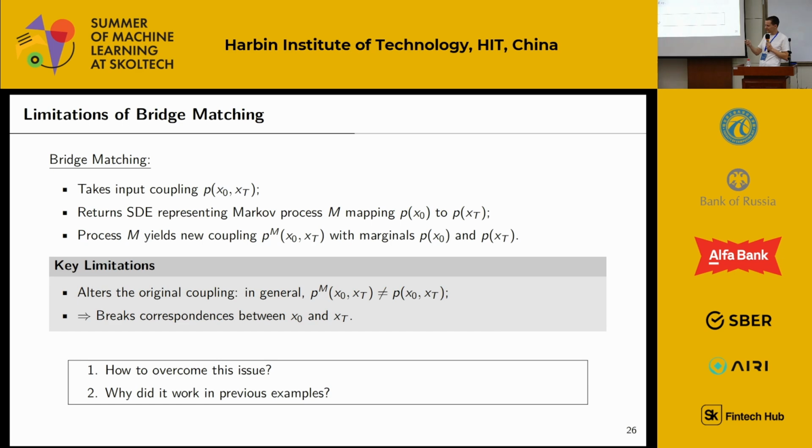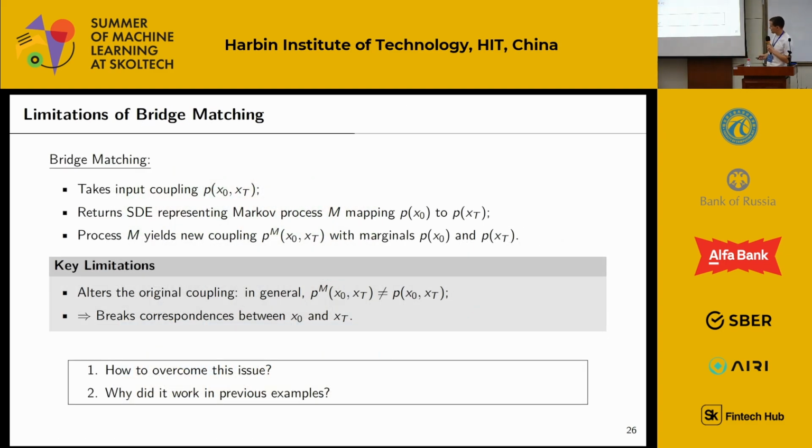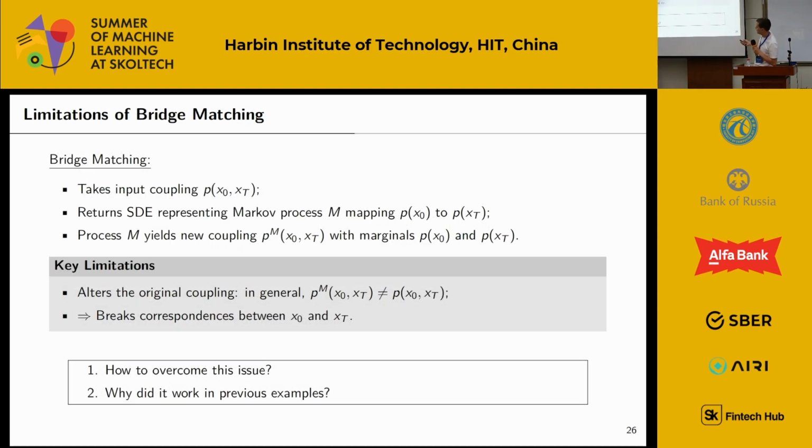You may ask, why then does it work here? You see that this dog does not transform into a leopard or whatever. We will talk about this in more detail. But before this, we will talk about a particular case of bridge matching, conditional bridge matching, which is guaranteed to preserve the coupling. Conditional bridge matching is widely used in paired supervised learning problems when you have some coupling of data and you need to preserve it.